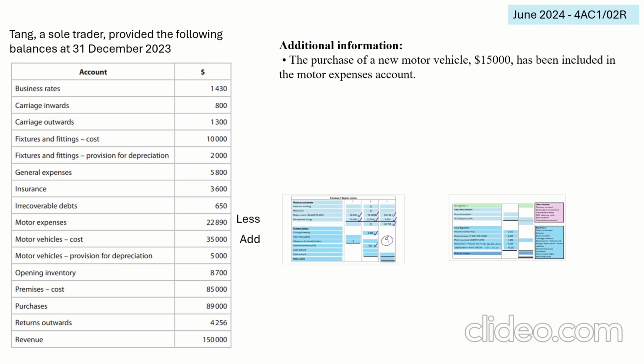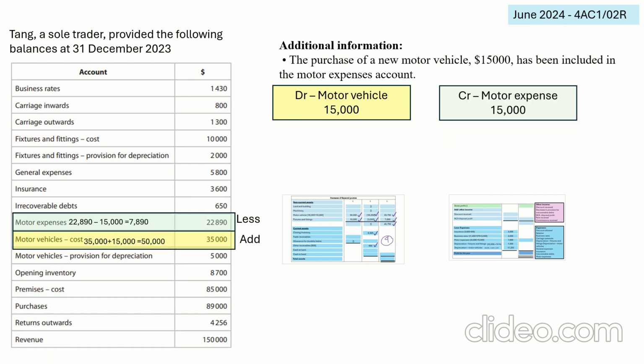The purchase of a new motor vehicle 15,000 had been included in the motor expense account. So it's an error. So you add to motor vehicle and less from motor expenses.